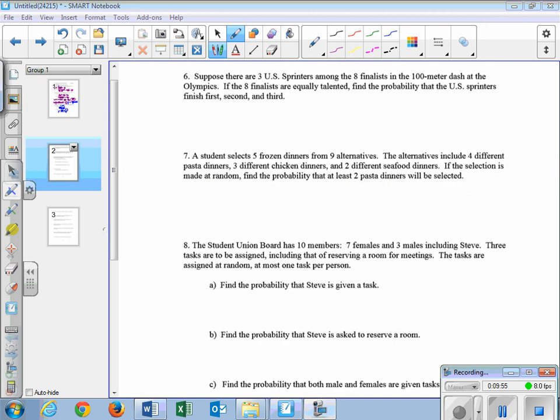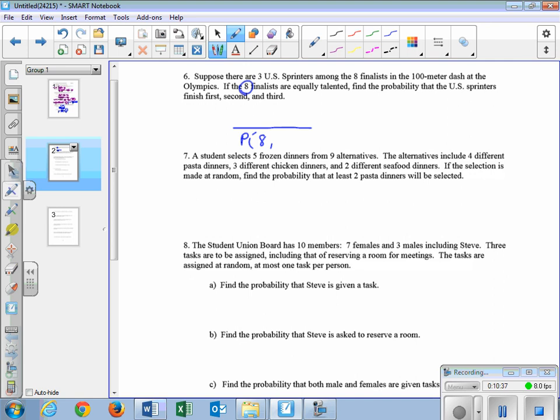Okay, number 6. Suppose there are 3 U.S. sprinters among the 8 finalists in the 100-meter dash in the Olympics. If the 8 finalists are equally talented, find the probability of the U.S. sprinters finishing first, second, third. Well, if you think about that, equally talented, I have to come up with a denominator, my sample space. I have 8 finalists. So my sample space is putting my 8 runners in order. That is a permutation. 8 choosing, oh wait, I don't have to put all 8 in order. I have 8 finishing just first, second, third. Okay. Find the probability that the U.S.